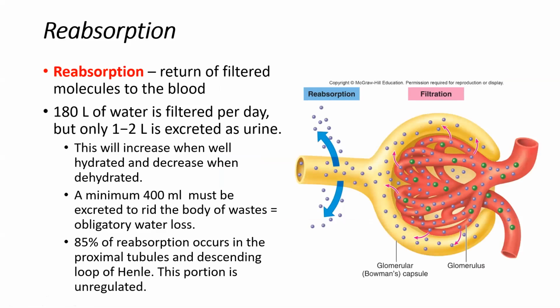So let's describe reabsorption as the return of filtered molecules to the blood. So this is the return of molecules that were filtered across the glomerulus back into the blood from the tubular structures, from the lumen of the tubule. Now, 180 liters of water is filtered per day, and we talked about 1.5 to 2 liters being excreted as urine, and that gave us the proportion of about 99% being reabsorbed and about 1% or less being lost in the urine. Now, this will change depending on the hydration status.